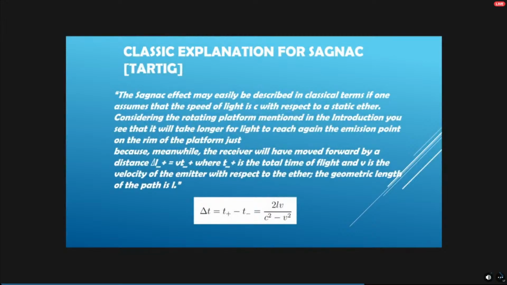The classic explanation is that the Sagnac effect can easily be described in classical terms if one assumes that the speed of light is constant with respect to a static ether. Consider that a rotating platform, mentioned in the introduction, will take longer to reach the light path at the emission point just at the rim of the platform. So again, the way they're trying to describe it is that there's going to be a time difference. They don't really want to acknowledge the validity that the speed of light changes to produce the fringe.